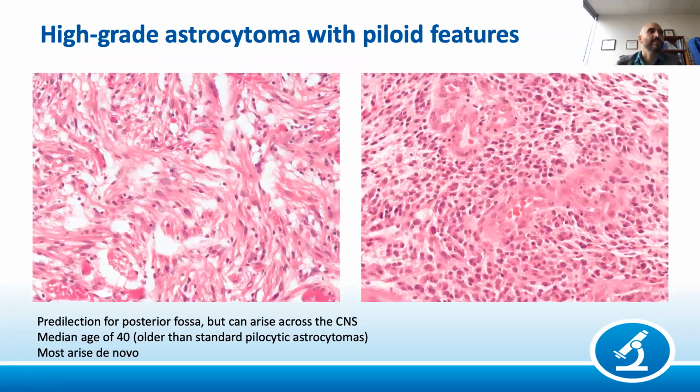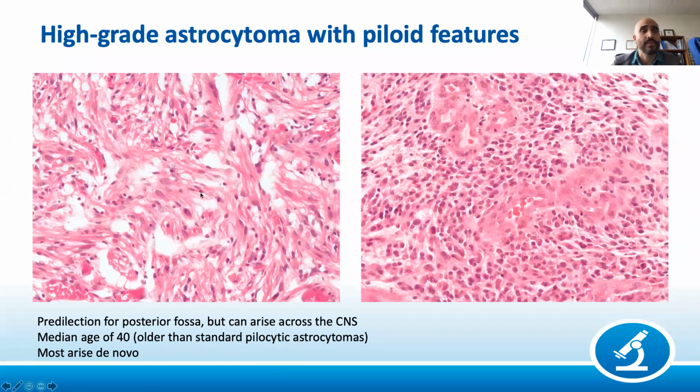All right, so finally, I'm going to talk about high-grade astrocytoma with pilocytic features, yet another novel entity to emerge in the new WHO 2021 classification. So before we have these notions of anaplastic pilocytic astrocytoma, I don't want you to think that that's what this is. There is a predilection for the posterior fossa in these tumors. However, the median age of these tumors is older, and importantly, most of these tumors actually arise de novo, and they don't emerge from previously known low-grade pilocytic astrocytomas. So there's this feeling that this might actually be a distinct disease entity.